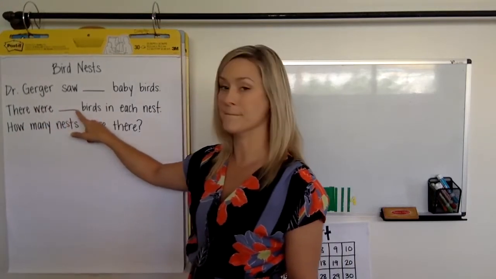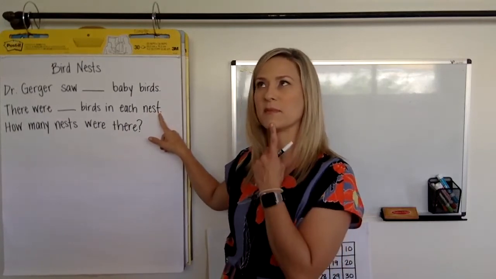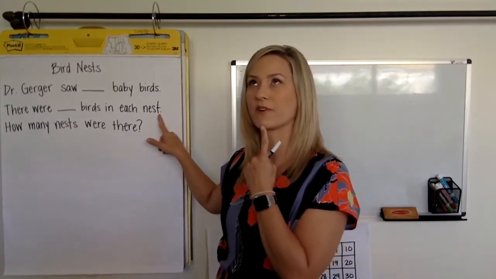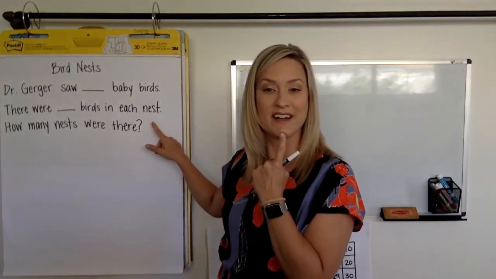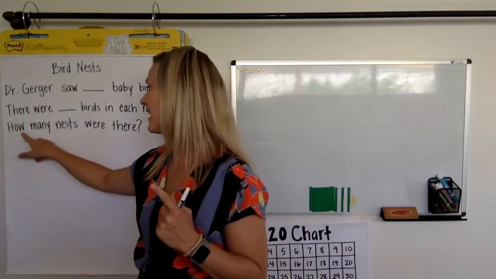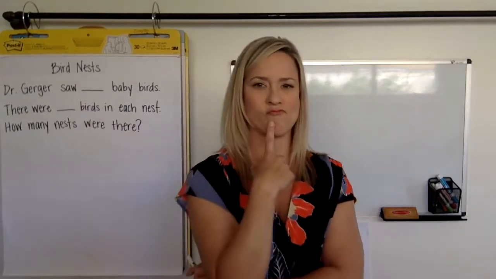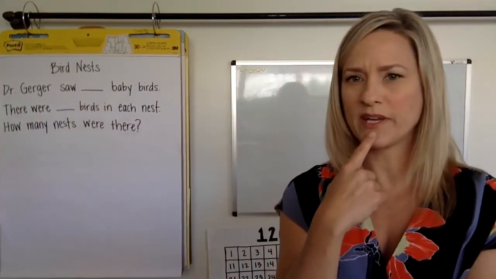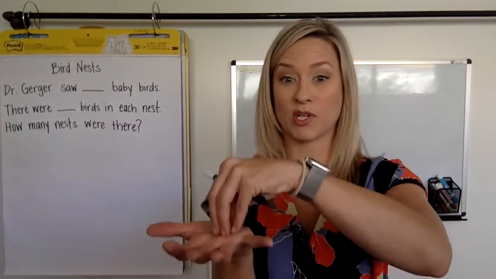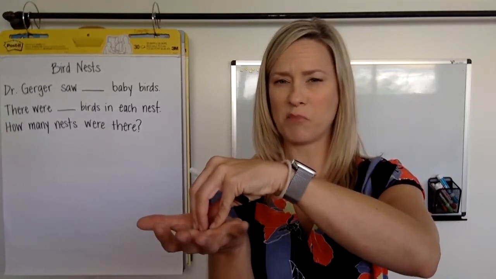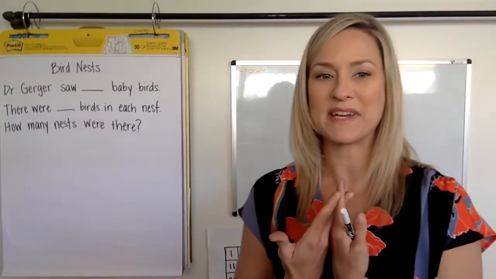There were birds in each nest. So I'm thinking about that. So they're probably waiting for their mom or dad to deliver some worms to their nest, and they're waiting with their other little siblings. How many nests were there? This is a different one. So we know for sure that Dr. Gerger saw some baby birds, and we know for sure how many birds were in each nest, but we don't know how many nests there were. So we're going to try to figure out how many nests there are.